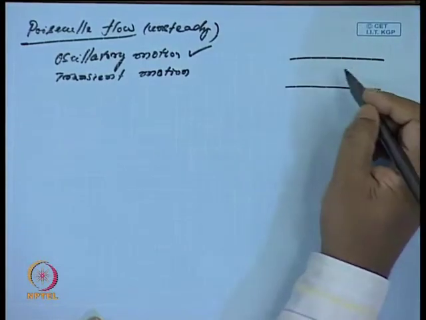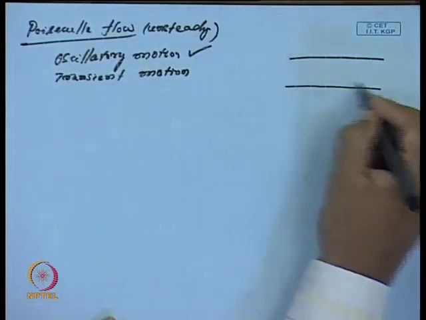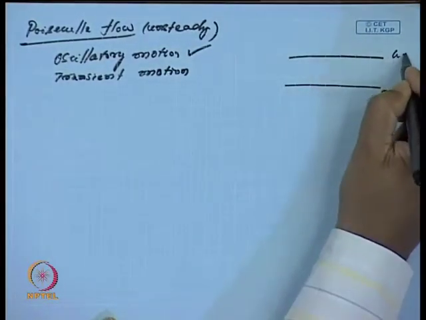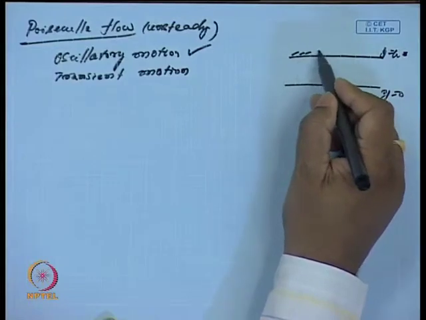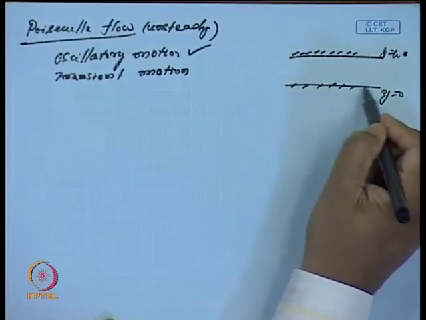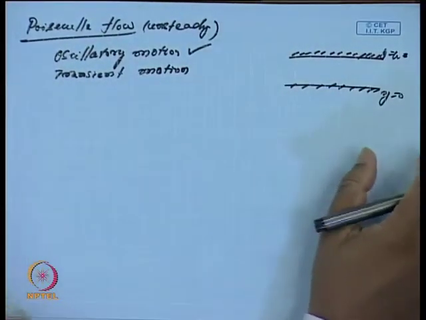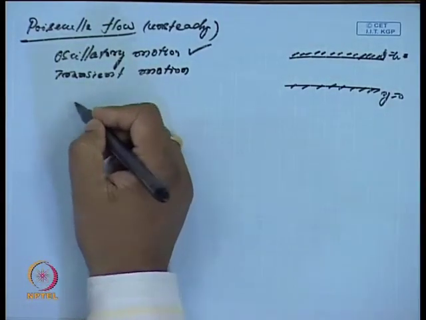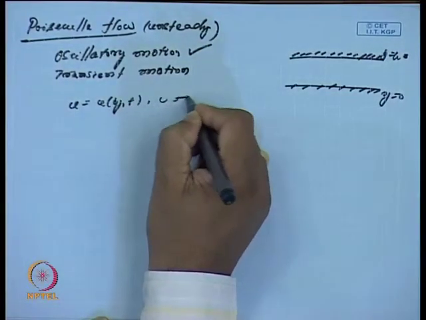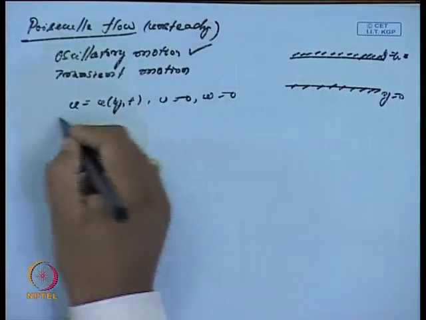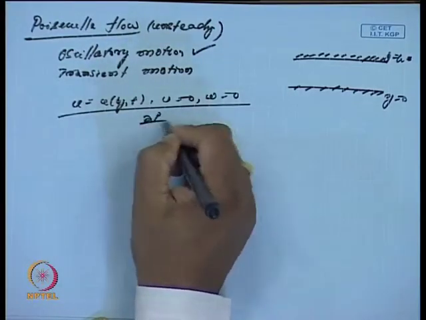In case of a Poiseuille flow, we have a non-zero pressure gradient. We have two plates, one at y is equal to 0, the other at y is equal to h. The plates are fixed, so we have the no slip condition. It is like a channel, and the flow is unidirectional. So, we have u is equal to u of y and t, like what we have discussed earlier, and v is equal to 0, w is equal to 0, and again in this case del p by del x is not equal to 0.